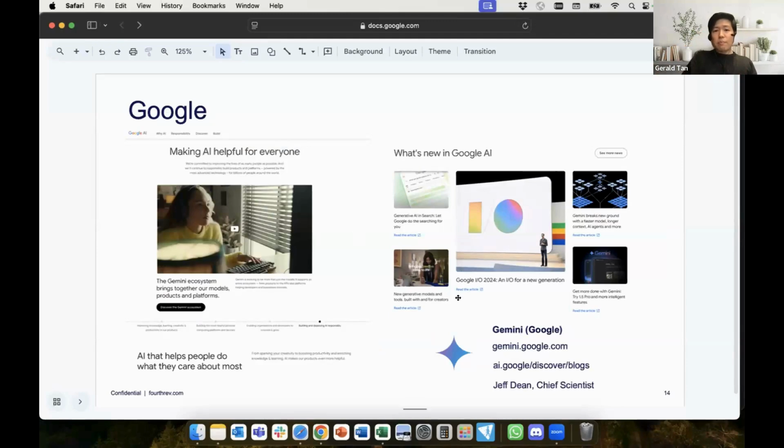Google does a very good job in actually explaining what's coming up and what's new. What I like about Google is that because it's linked to the search, it can actually search the web. It's almost real time, and it gives links. The person to follow is Jeff Dean, the chief scientist there. And what I really like about Google is that I use a lot of Google productivity, like Google Sheets and Google Docs, and Gemini is integrated into the ecosystem.